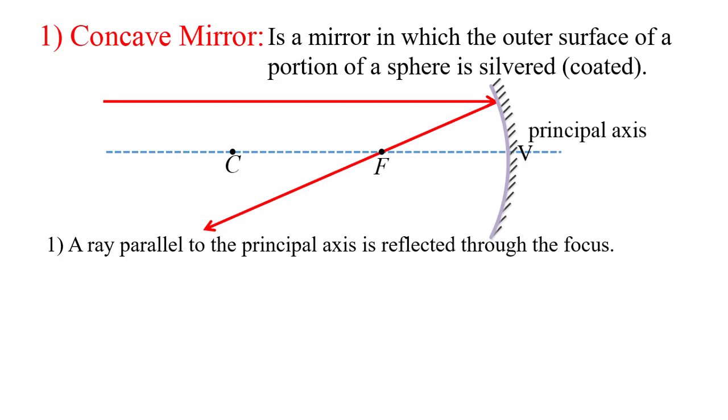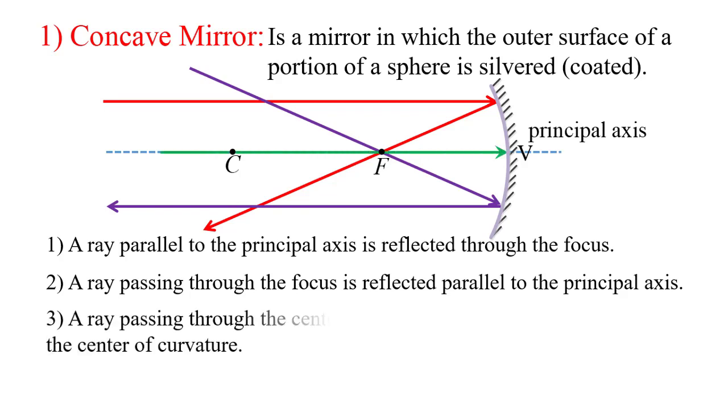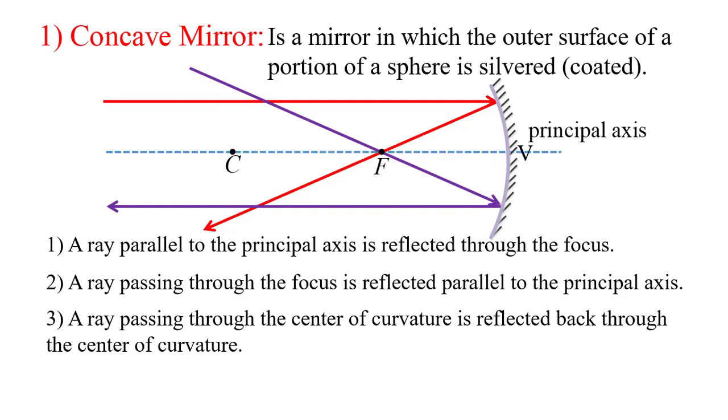This is something very important to notice while we try to figure out where the image is created by a concave mirror later on. Secondly, a ray passing through the focus is reflected parallel to the principal axis. Thirdly, a ray passing through the center of curvature is reflected back through the center of curvature.